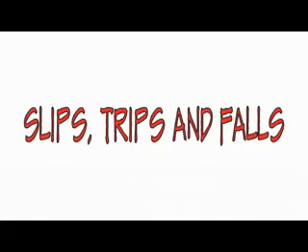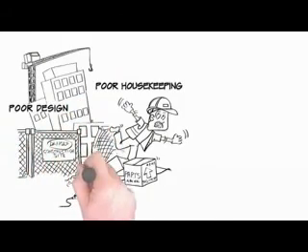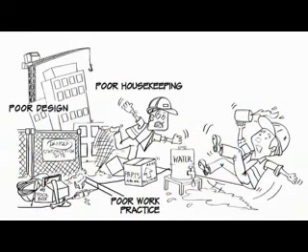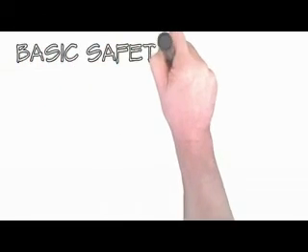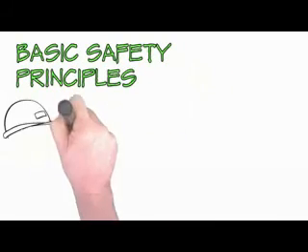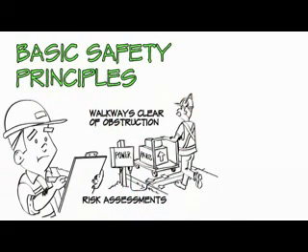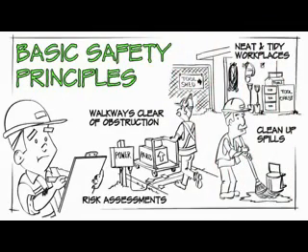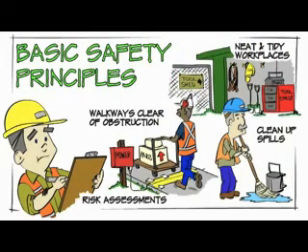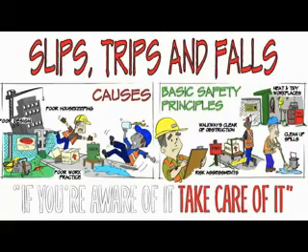Slips, trips and falls are a common cause of injury. Poor housekeeping, poor design of workplaces, and poor work practices are all factors that can contribute to the incident. By following some basic safety principles, for example, conducting risk assessments, keeping walkways clear of obstructions, cleaning up spills immediately, and keeping workplaces neat and tidy, the occurrence of slip, trip and fall injuries can be dramatically reduced. So remember, if you're aware of it, take care of it.